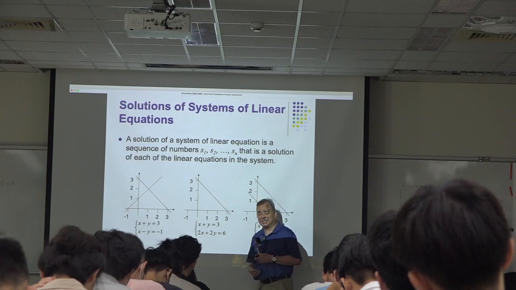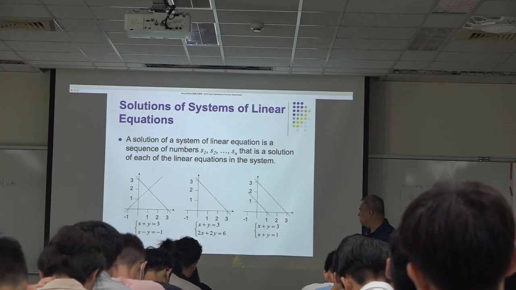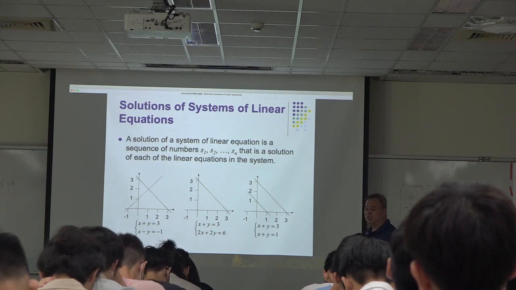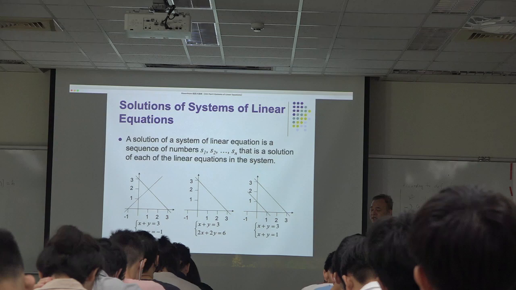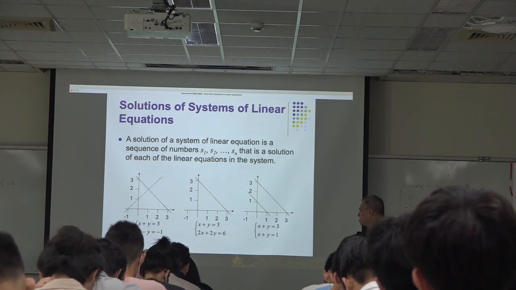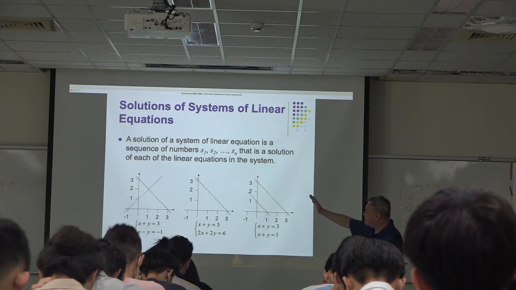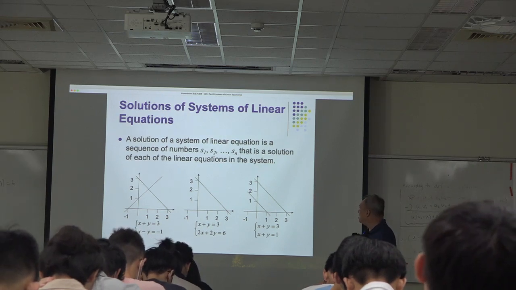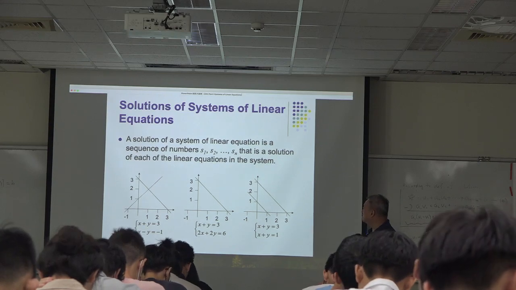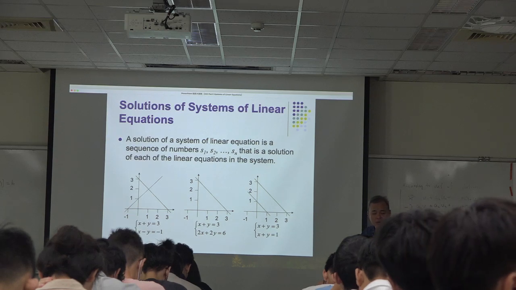Obviously, they represent the same line. So in that case, these two lines become one. Any point on this line will satisfy both linear equations. So the situation on the left-hand side, your solution space for this system of linear equations is only one point.